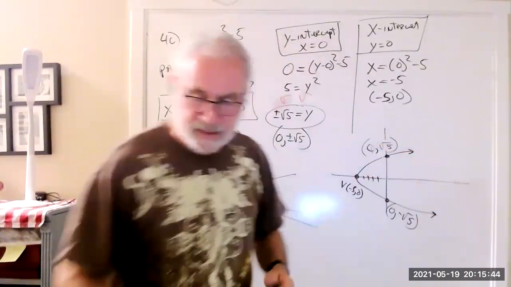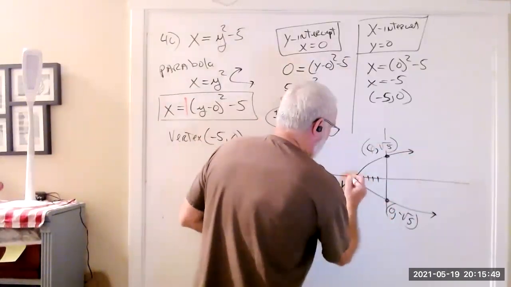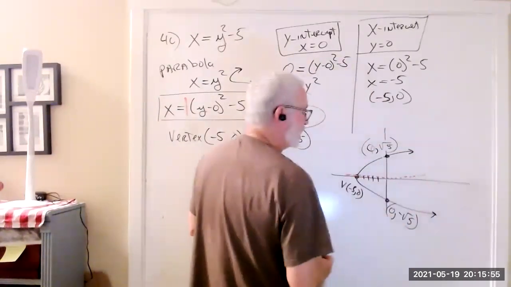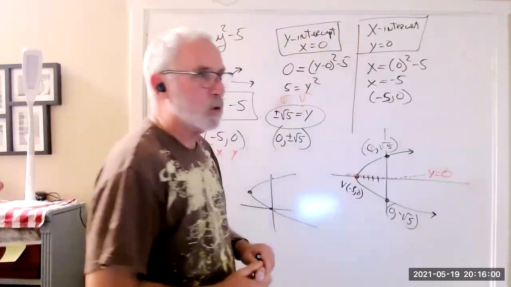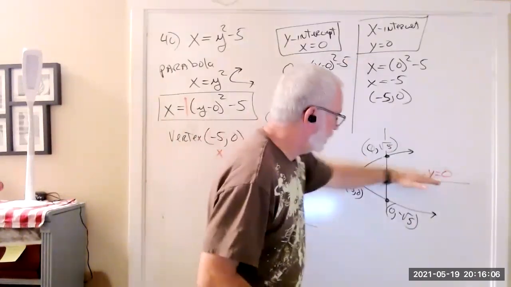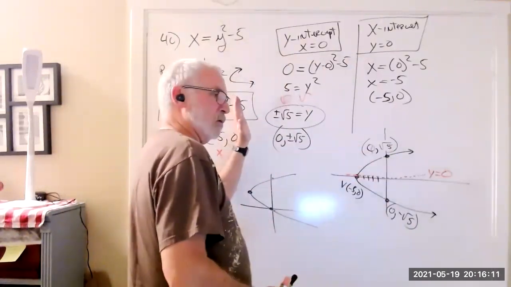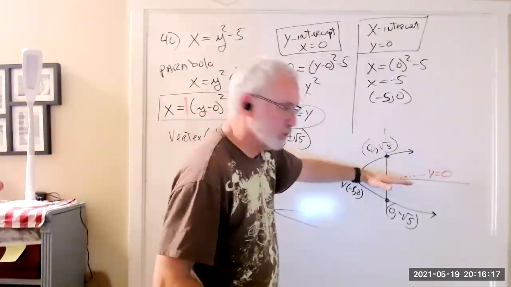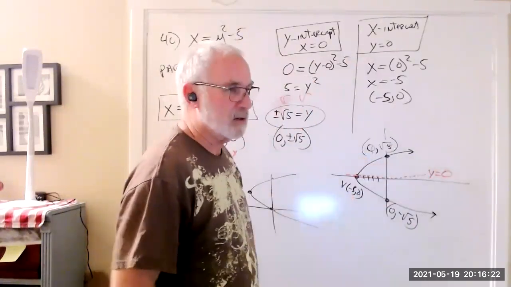Okay, the axis of symmetry is a little bit weird. It's hard to see because it's on the x-axis. It's actually y equals 0. This time, notice it's a horizontal line. Horizontal lines are labeled as y equals a number, while the vertical line was x equals something. Because it's horizontal, it's y equals that number. Happens to be the x-axis.